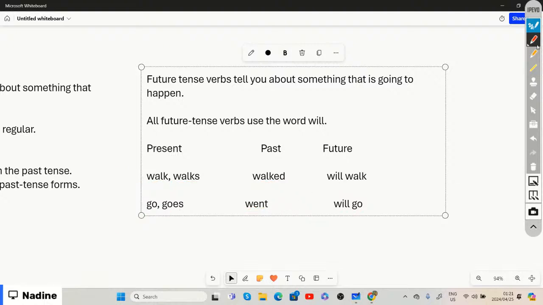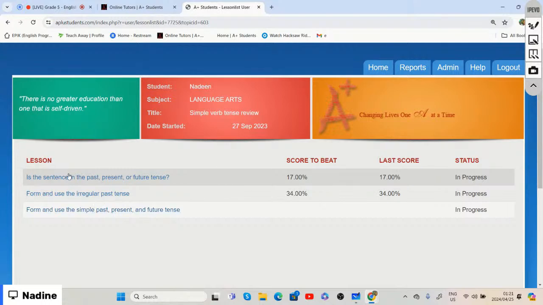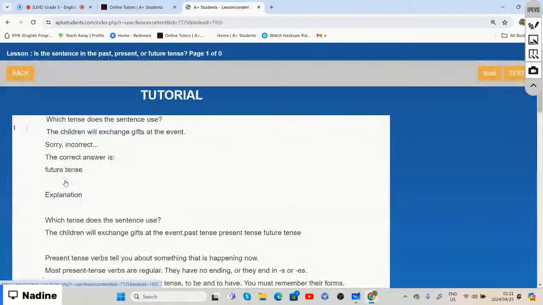All right, so now we're going to aplusstudents.ca and we're going to the first lesson, which is: is the sentence in the past, present, or future tense?